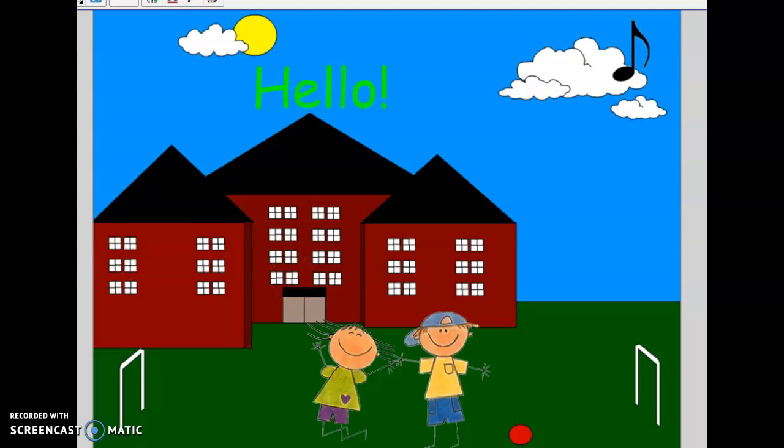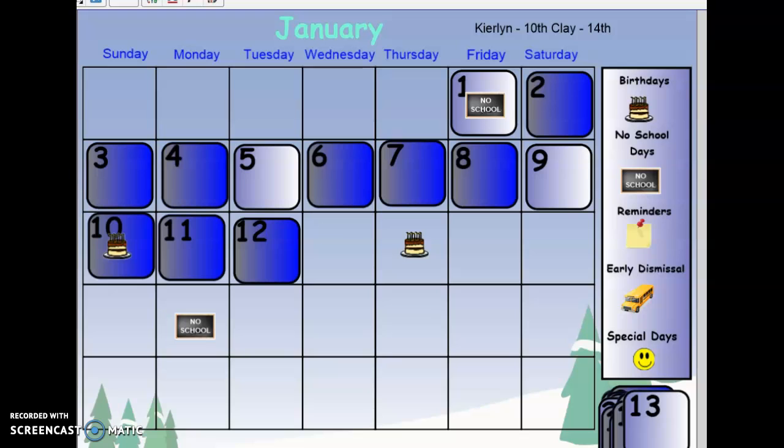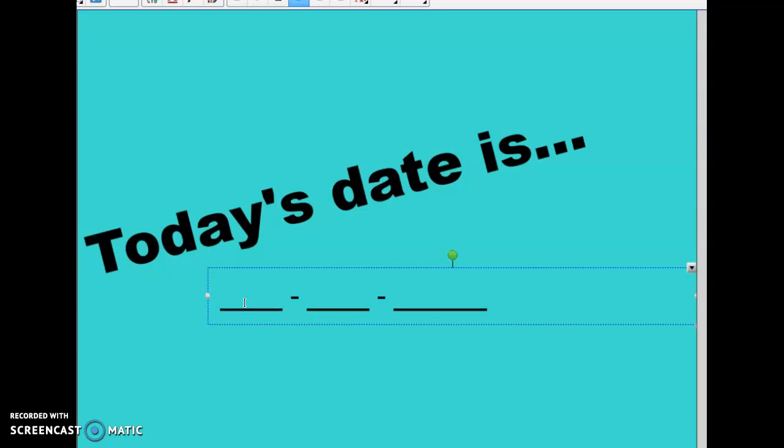Let's jump right into calendar. The month is January. I know that yesterday was January 12th. If yesterday was the 12th, then today is the 13th. Let's write it out in number form first.